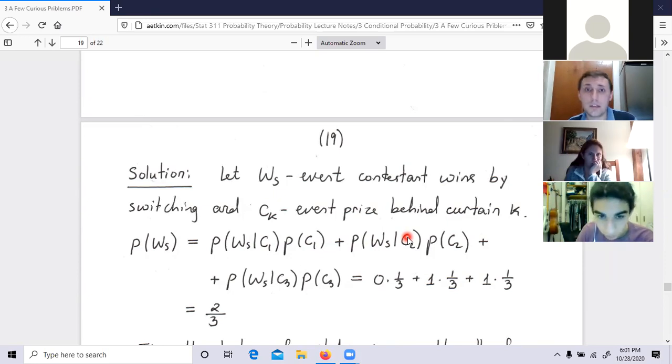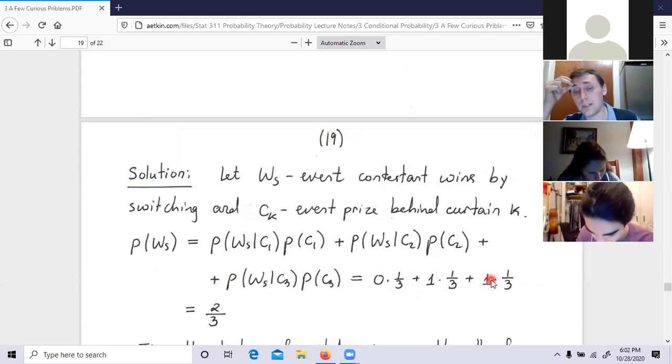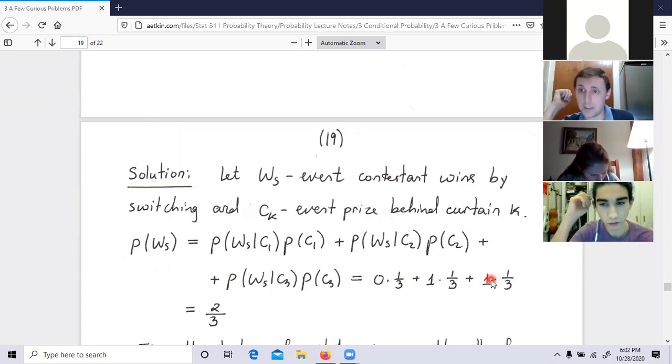So let's see. Clearly, I will lose in the first case. If the prize is behind curtain number one, I switch, I lose. So this is zero, as Alejandro said. And then the second part, if the prize is behind curtain number two, there was no choice. The host of the show had to open curtain number three. And so I'm switching to the prize, and I win with probability one in that case. Plus, if the prize were behind curtain number three, there was no choice, and so I will win again. So I win 2/3 of the time if I use the strategy.